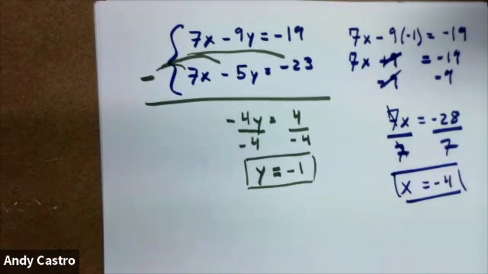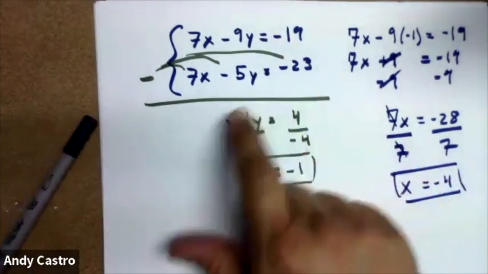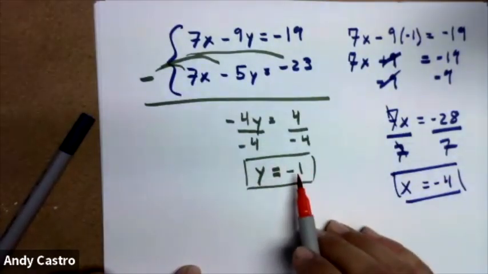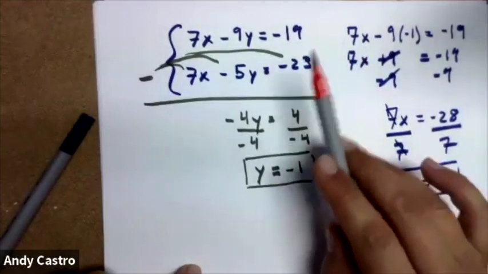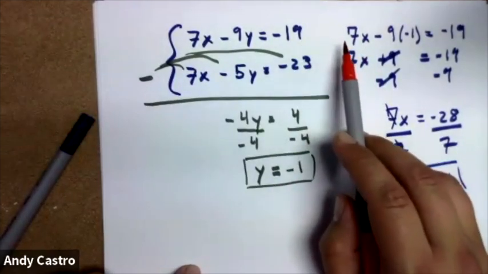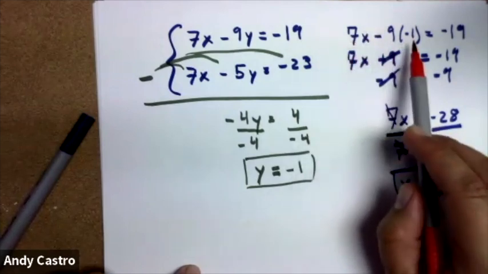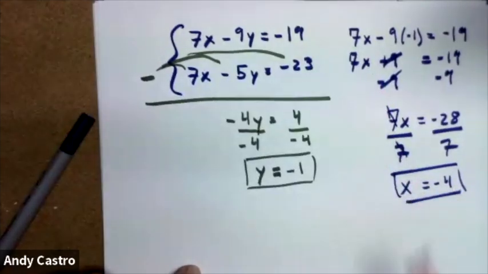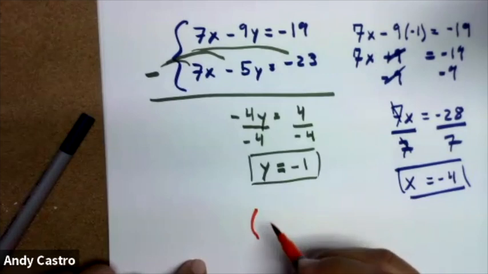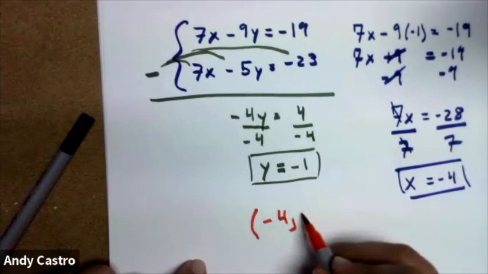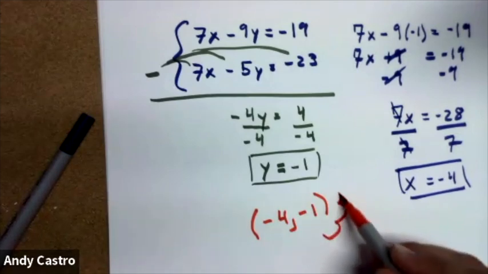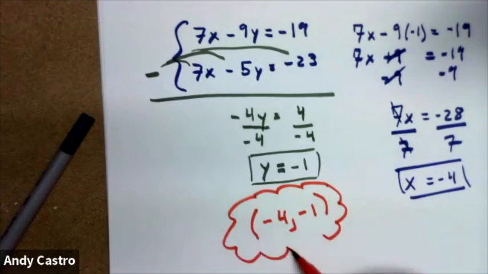So, by combining these through subtraction, we eliminated the x variable. We solved for y. We took that information and plugged it back into one of our two equations. I chose the top one. And by plugging that in, the only variable left in the equation is x. So we were able to solve for x, and x is negative 4. So the point at which these two lines would cross would be negative 4, negative 1. That is the ordered pair, or the point on the Cartesian coordinate plane where they would intersect.